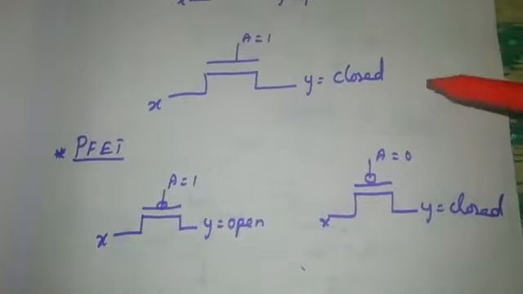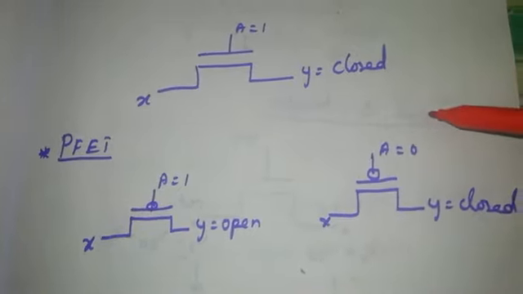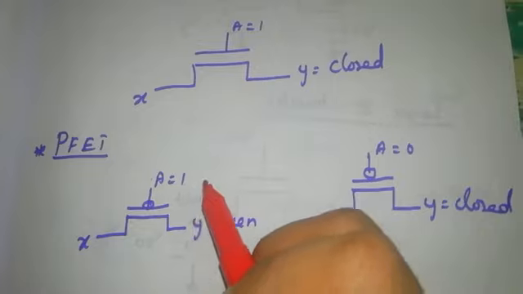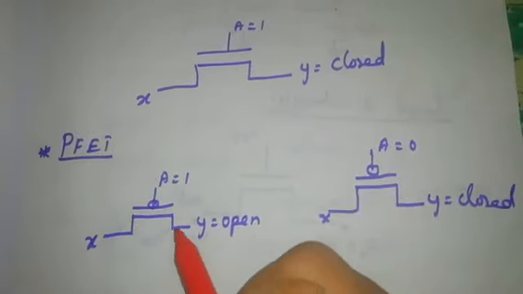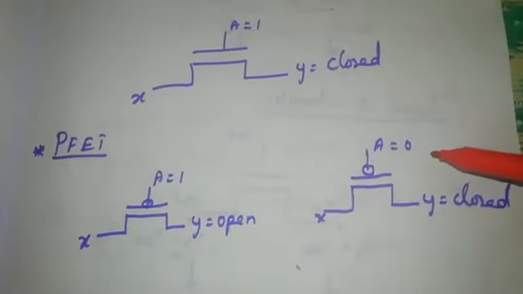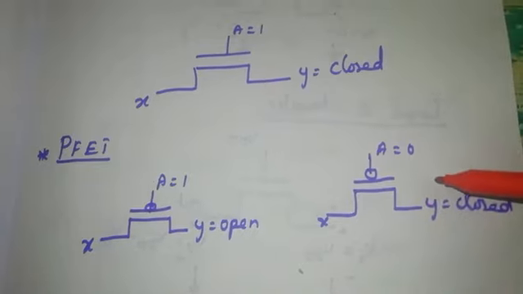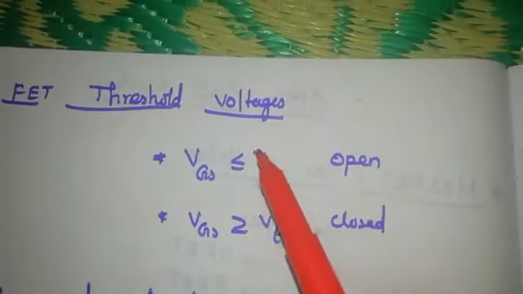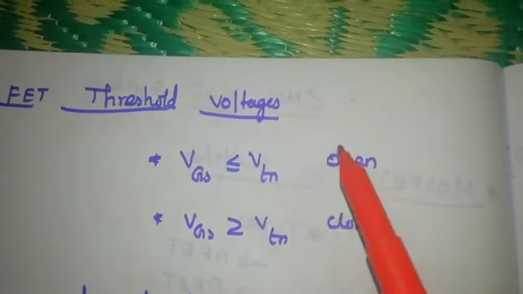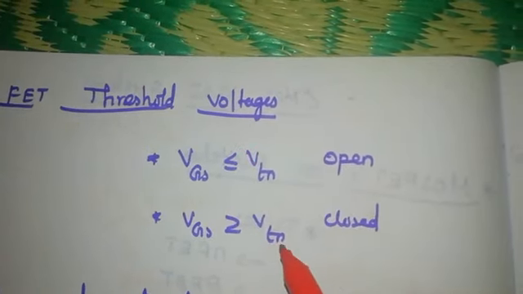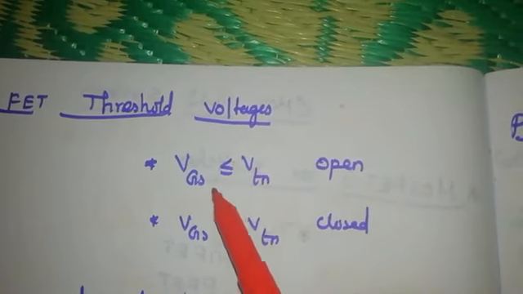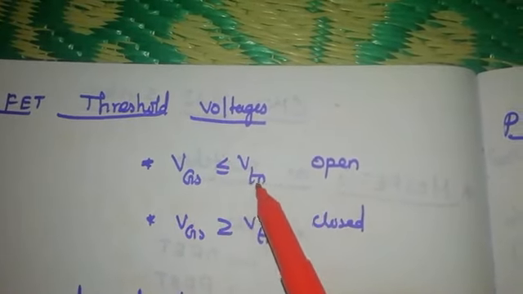Next, PFET operates in the reverse manner. If the gate A is equal to 1, this acts as an open switch. When A is equal to 0, it acts as a closed switch. Next, FET threshold voltage. When the gate source voltage crosses the threshold voltage, only then does it act as a closed switch. When the gate source voltage is less than the threshold voltage, it acts as an open switch.